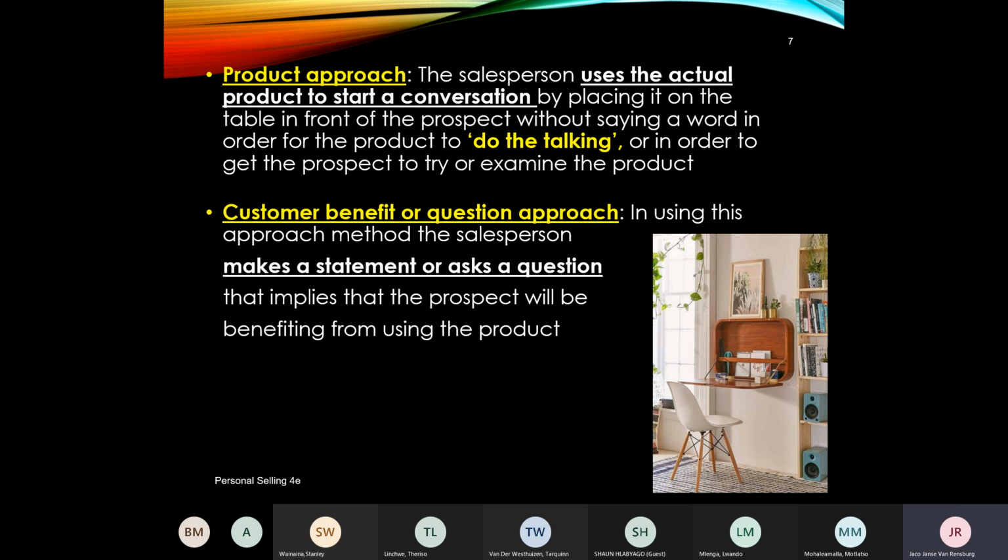Right. Another approach you take is the product approach. Where you basically put the product on the table in front of the people, and immediately that will be the focal point of attention. And it allows the prospective buyer to see the product, maybe even touch the product. If it's something edible, they can even taste the product.